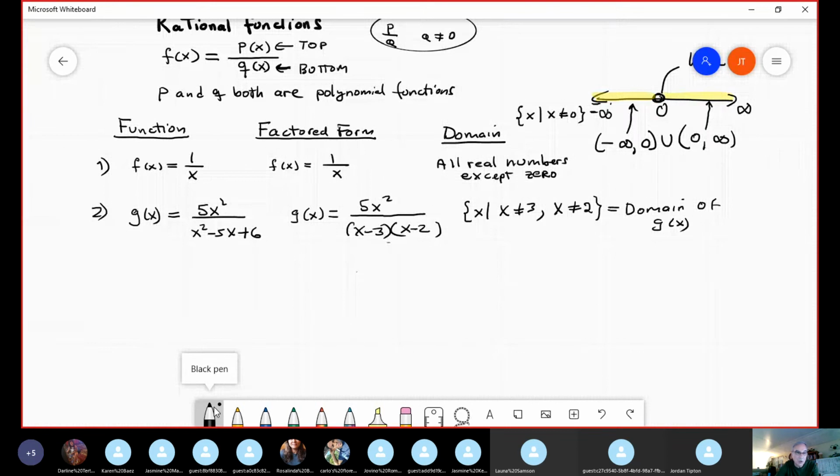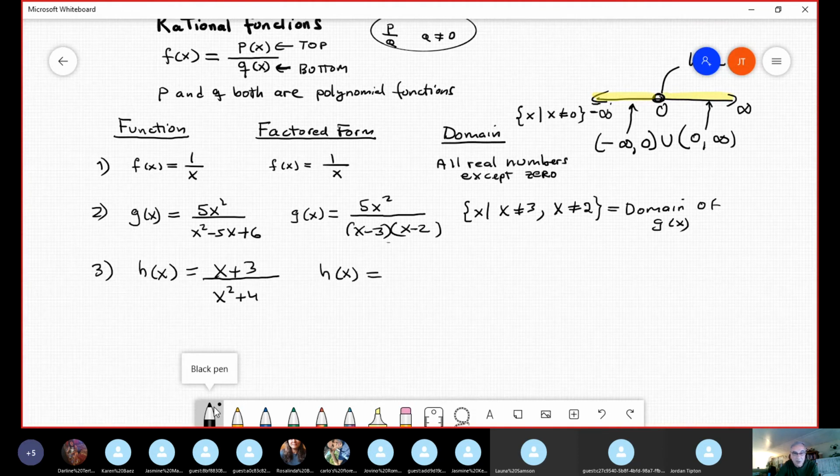Let me go to number 3. The function is called h of x, equal to x plus 3 divided by x squared plus 4. Let me try to factor. On the top, we can do nothing because it's only one binomial, so it stays the same. The bottom is also a binomial, but it's plus. When it's plus, it's an irreducible quadratic, so it stays the same.